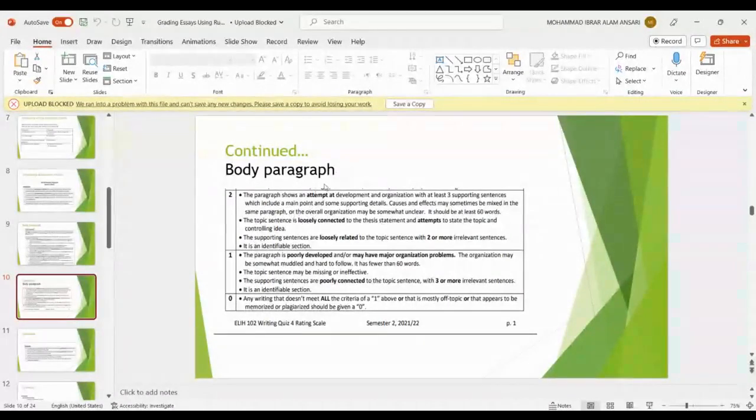A body paragraph, again, it continues. If the paragraph shows an attempt at development and organization with at least 3 supporting sentences, so the students have produced just 3 supporting sentences. Okay, that means it's not well developed, or maybe it's partly developed. So students end up getting a 2. And if it's poorly developed, the students get a 1.